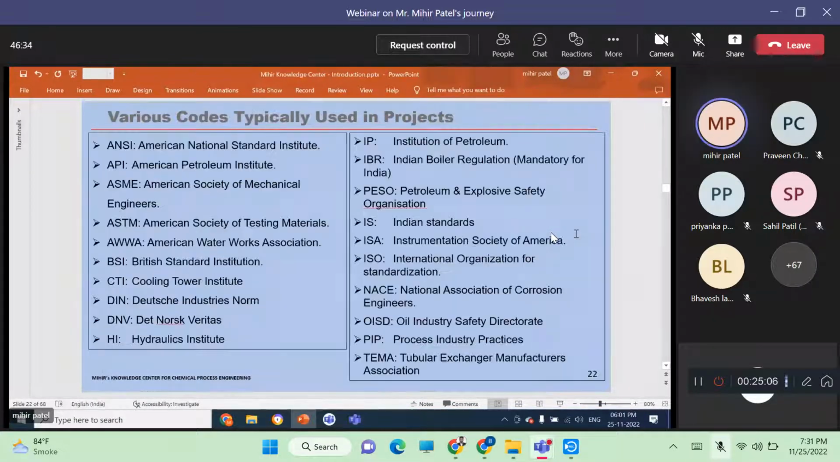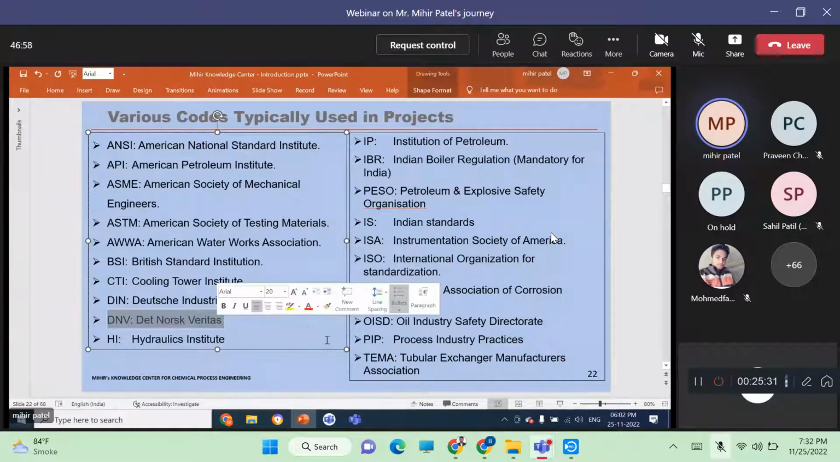Now we'll go to the next slide. These are the various codes typically used in projects. These are typically used in India. These are the standards used. However, it depends on the country. For example, in Europe you have many other standards, like the DIN standard, which is mostly used in Europe. Then the DNV standard also is used in Europe. Then in Russia, they have the GOST standard. So each country has their own standards also.